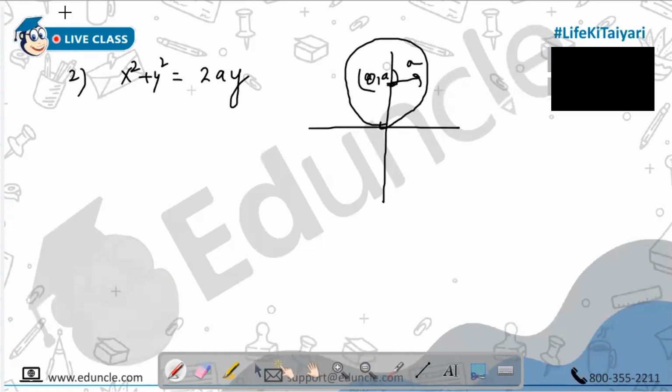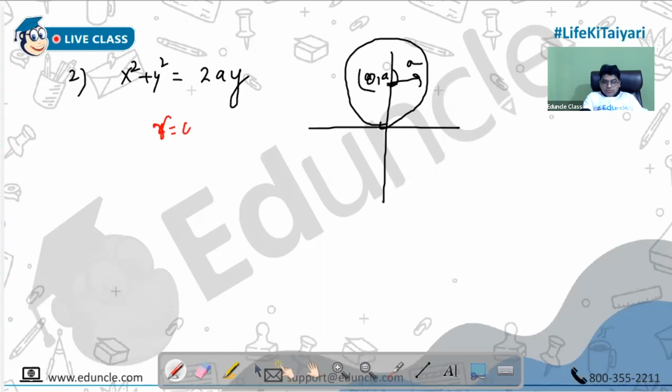Yes, sir, I got it. So r is equal to 0 to x square plus y square, which is r square equals 2a y, that is r sin theta, 2a sin theta, and theta is equal to 0 to pi only.